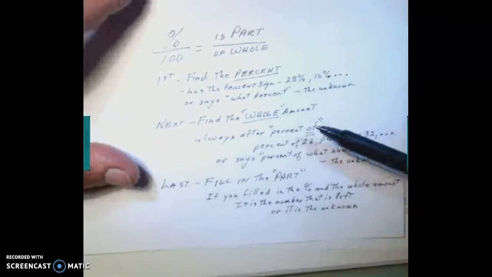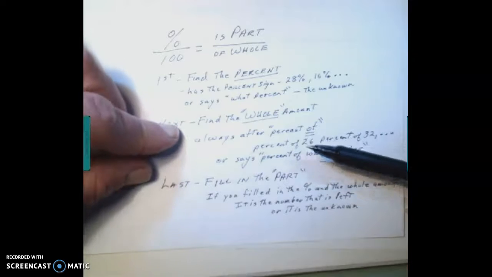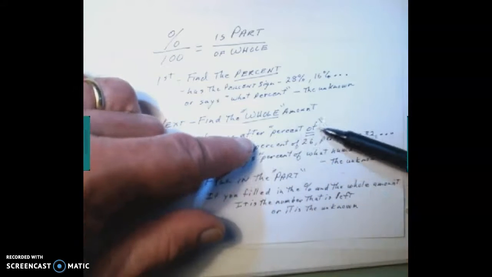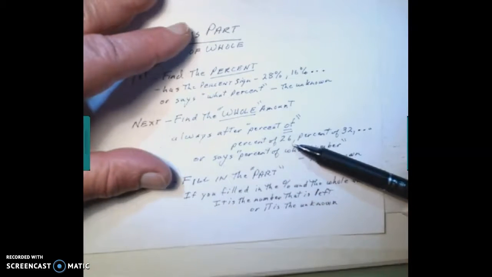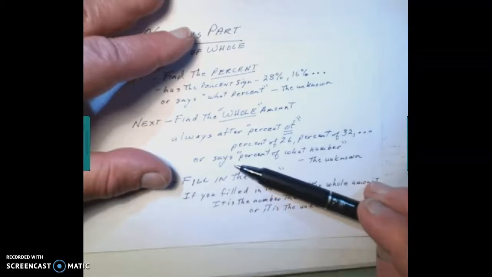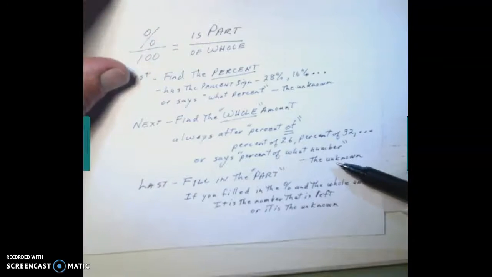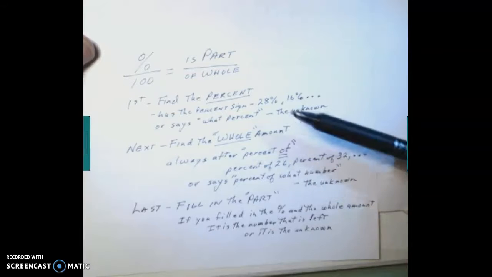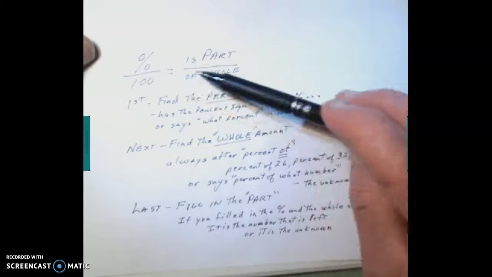After you've found the percent, find the whole amount. Why? Again, because it's also very easy to find. It's always after the words percent of, specifically after the word of. So it's going to say something like the percent of 26, the percent of 32, or so on. Or it's going to say percent of what number, in which case it's the unknown. So again, look for the whole amount. It's after the word of. It would go on the bottom of our percent proportion across from the 100.